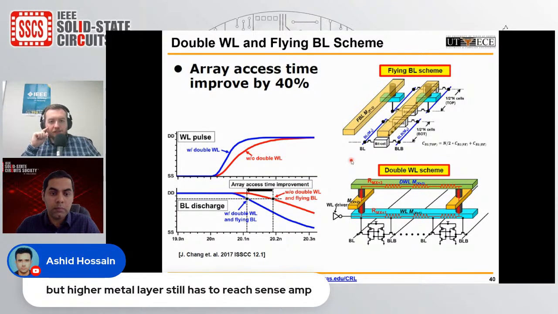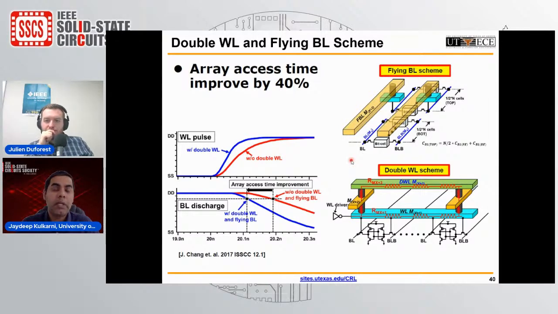But higher metal layer still has to reach sense amp. Yes, the higher metal layer still has to reach the sense amp, but the higher metal levels have lower RC compared to the lower metal layers, right? So the yellow line here will have a higher metal M4 RC, which is only for half the length, and then for the additional half length, it will come from this lower blue metal line, let's say in M2. What we need to find out is whether by splitting this, we are getting a net reduction in the bitline capacitance.